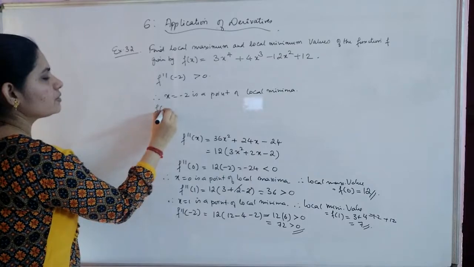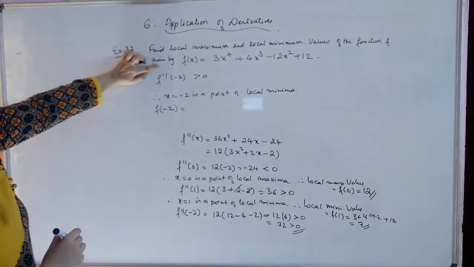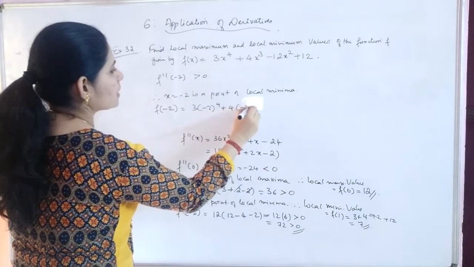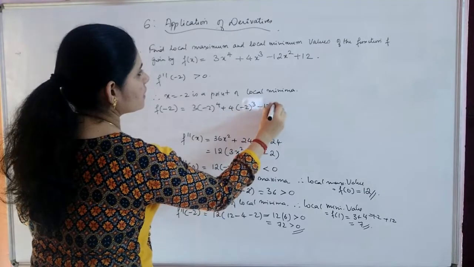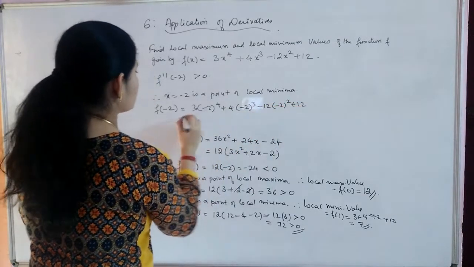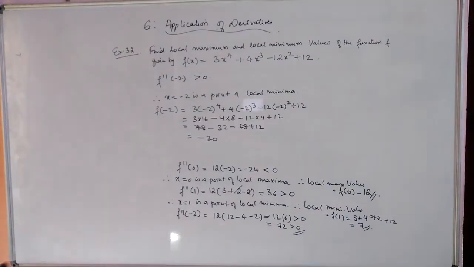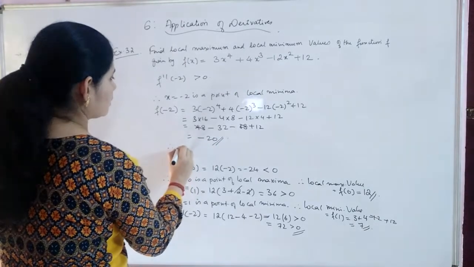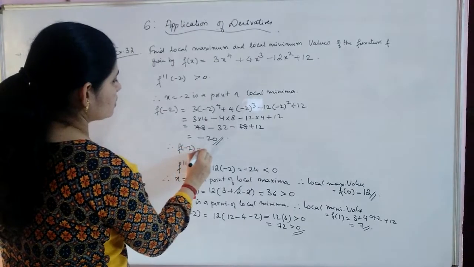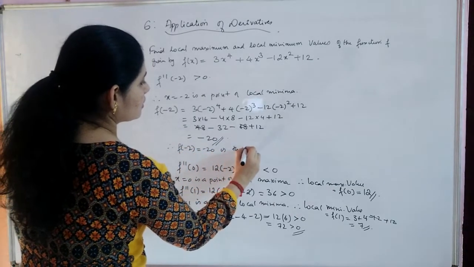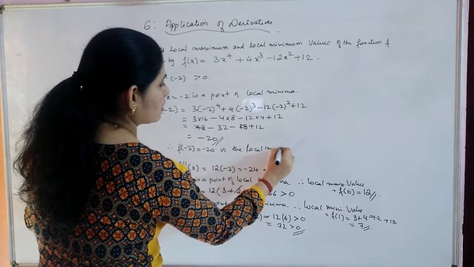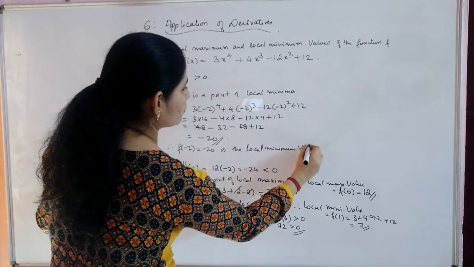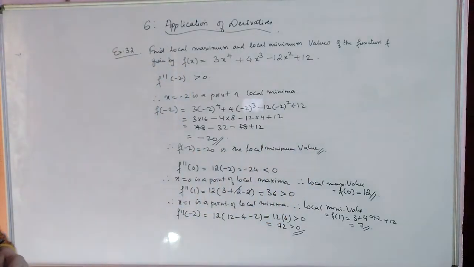And how will you get that value? F of minus 2. That means you are replacing the value in the function. F of minus 2 will be 3 into minus 2 the whole raised to 4 plus 4 into minus 2 the whole cube minus 12 into minus 2 the whole square plus 12. So the value you are getting is minus 20. So f of minus 2 equal to minus 20 is the local minimum value. Understood how to check for the second derivative test?